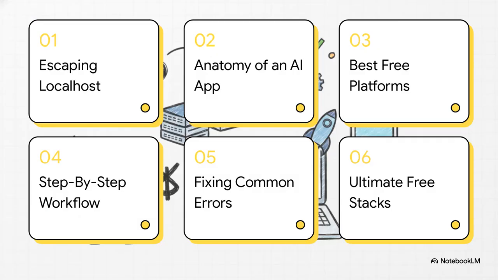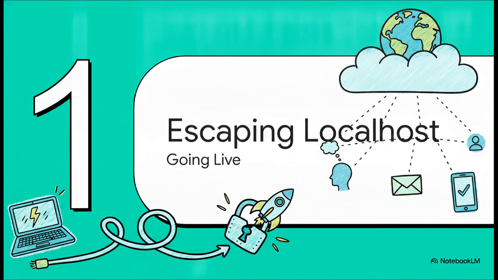Okay, let's dive into this and look at our 6-step blueprint to completely demystify deployment. We're going to cover 1. Escaping localhost, 2. The anatomy of an AI app, 3. The best free platforms, 4. A step-by-step workflow, 5. Fixing common errors, and 6. The ultimate free stacks.